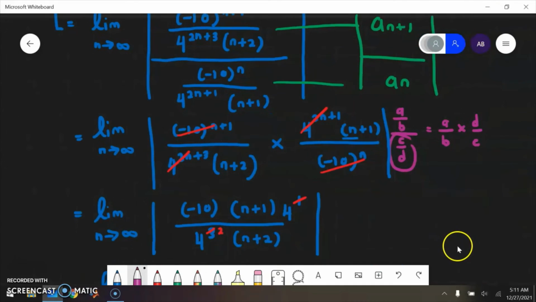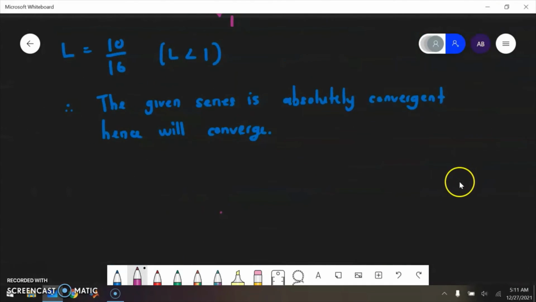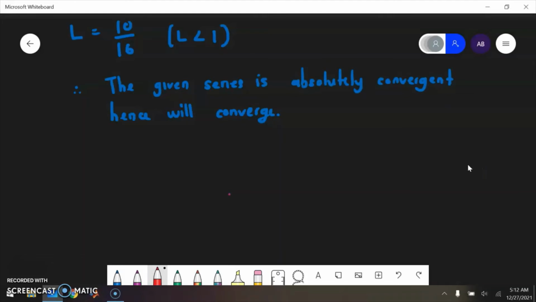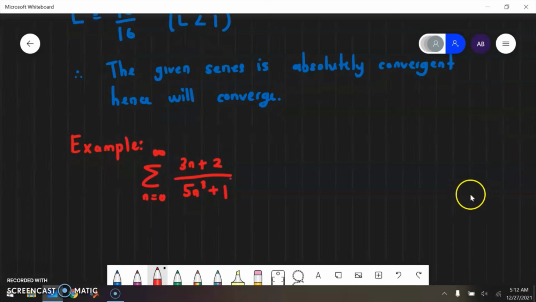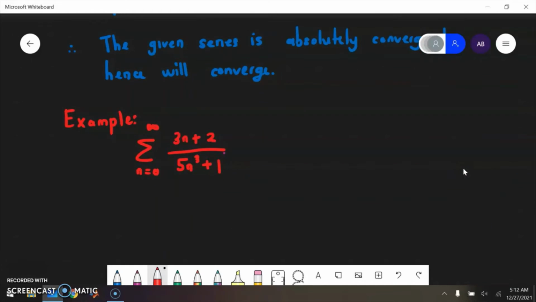Okay, so let's go back to one more example. Maybe I should start with an easy one and then a difficult one, but it's okay. Let's look at the series here: the sum from n equals 0 to infinity of 3n plus 2 over 5n to the power of 3 plus 1. What we want to do here is determine whether the series converges or diverges.